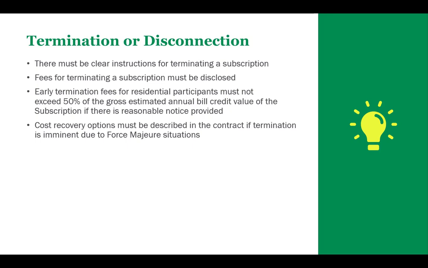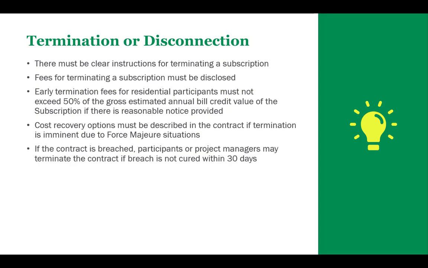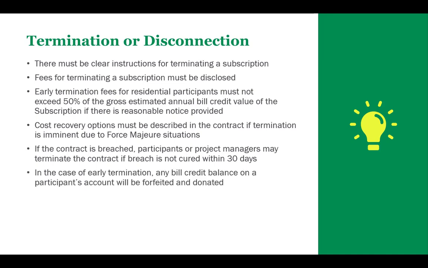In addition, cost recovery options must be described in the contract if termination is imminent due to force majeure situations. If the contract is breached, participants or project managers may terminate the contract if the other party fails to cure the breach within 30 days of being notified by the non-breaching party. If there is a bill credit balance on the participant's account at the time of an early termination, it will be forfeited and donated to the utility's low-income programs.